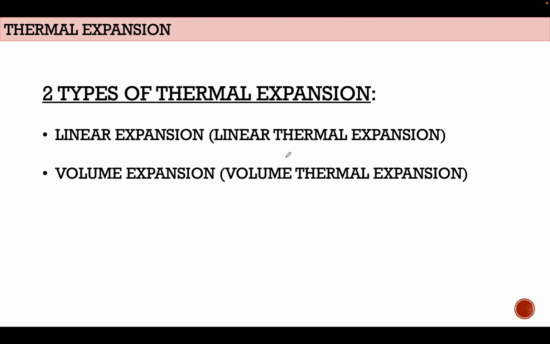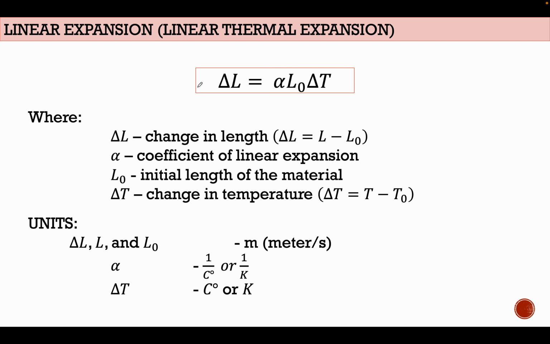So now here, let's proceed to thermal expansion. For thermal expansion, we have two types. The first one is the linear expansion, or linear thermal expansion. And the second one is the volume expansion, or volume thermal expansion. So let's start with linear expansion first. The linear expansion is all about the length, or the expansion of the length of a material.